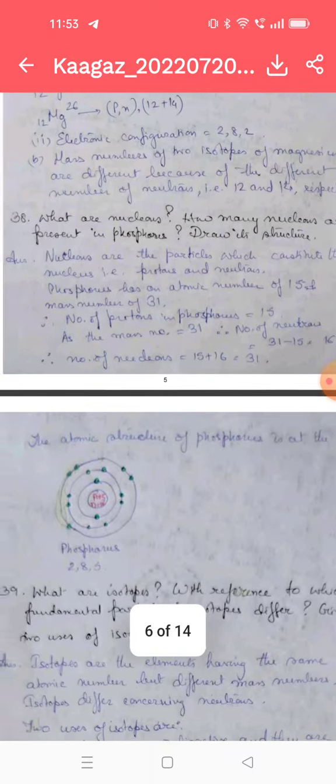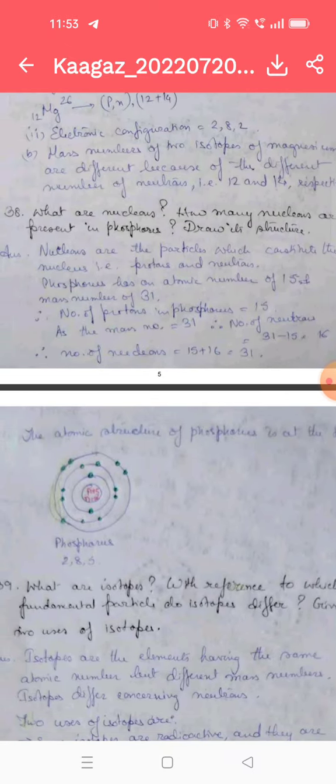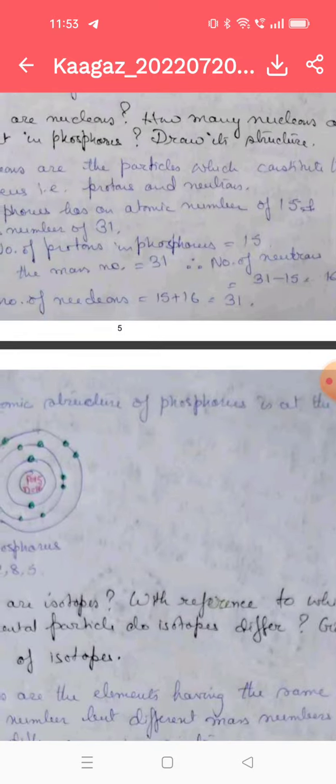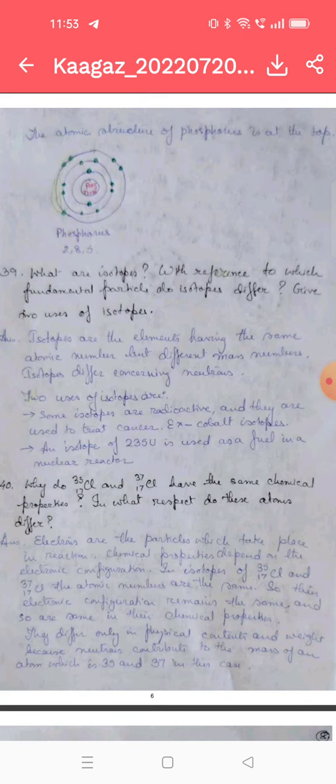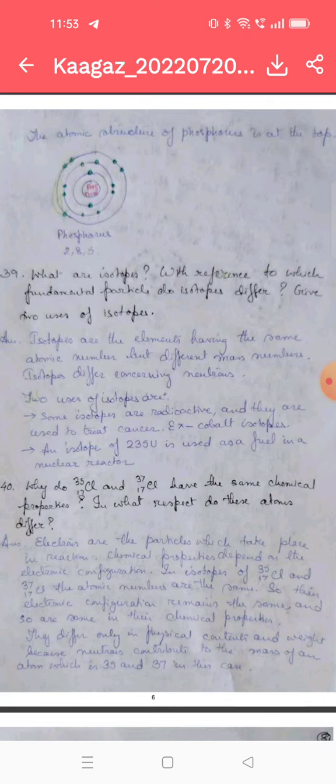The atomic structure of phosphorus is like this: 2, 8 and then 5 is the electronic configuration of phosphorus. Okay. Now what are isotopes? With reference to which fundamental particle do isotopes differ? Give two uses of isotopes.